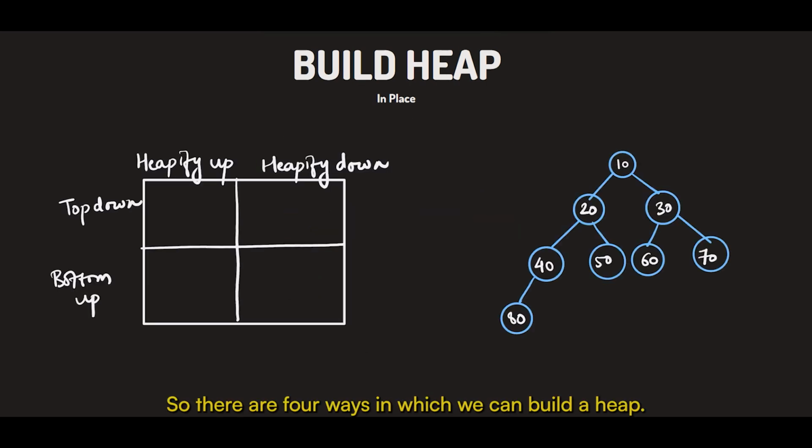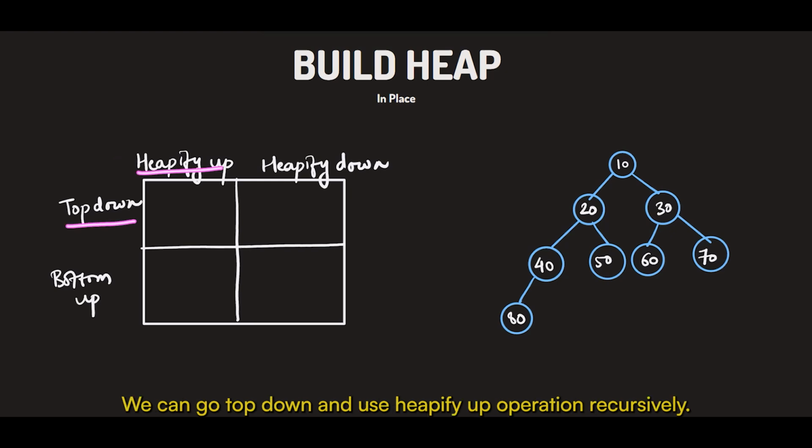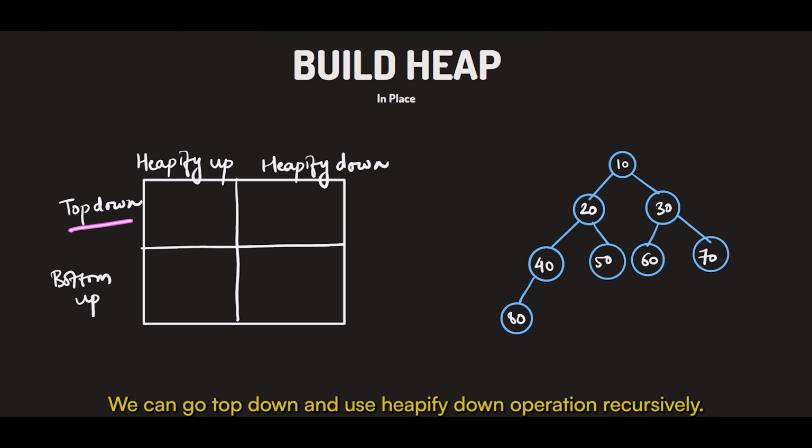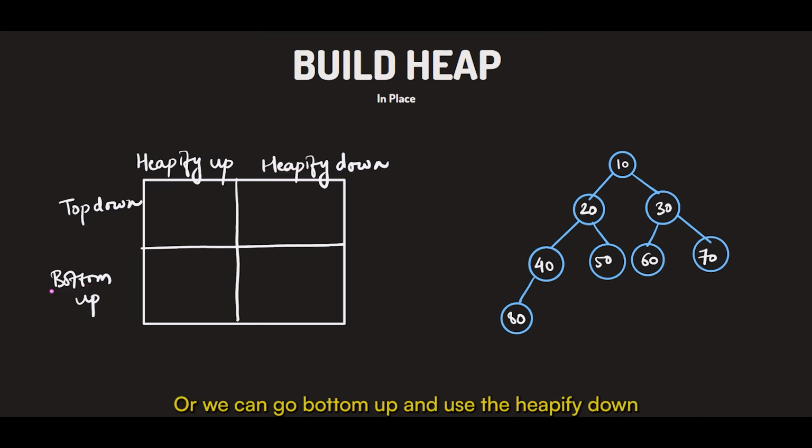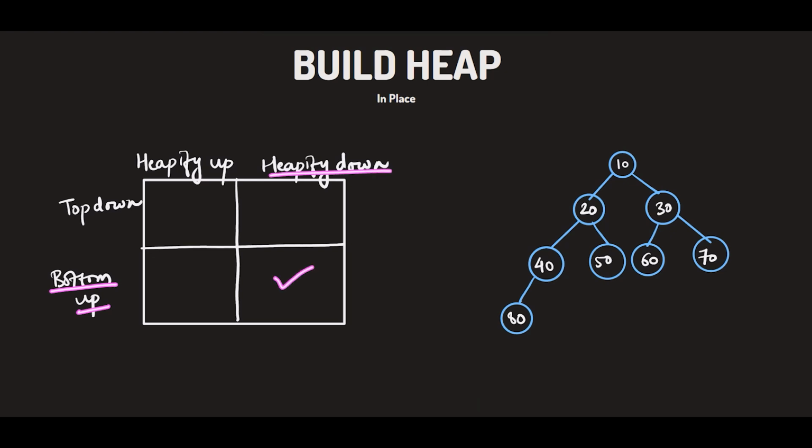So there are 4 ways in which we can build a heap. We can go top down and use the Heapify up operation recursively. We can go top down and use the Heapify down operation recursively. We can go bottom up and use the Heapify up operation recursively. Or we can go bottom up and use the Heapify down operation recursively. Let's look at them one by one.